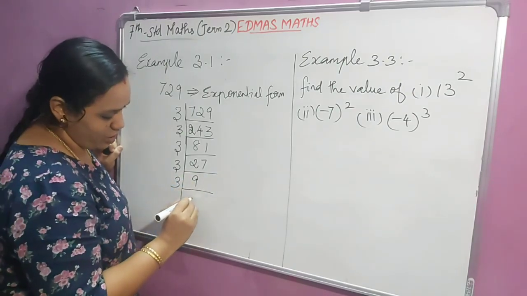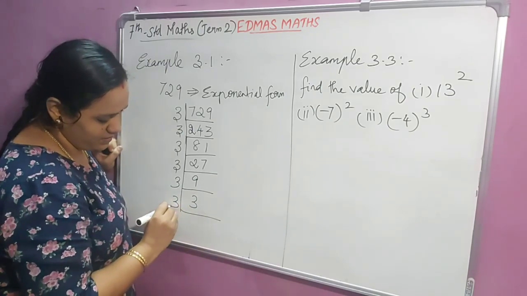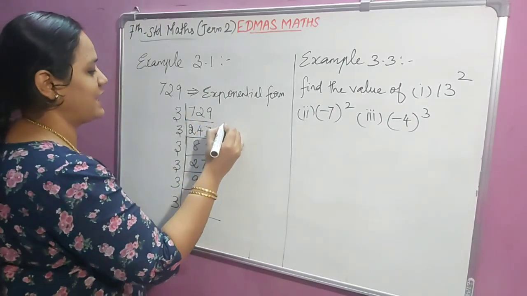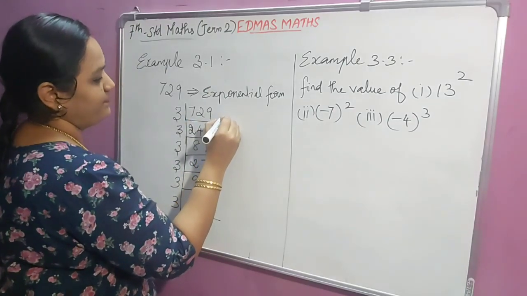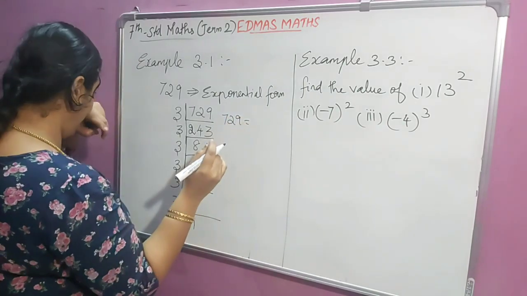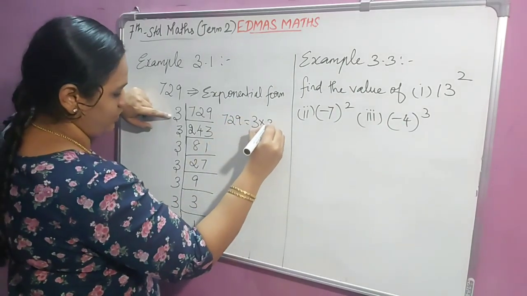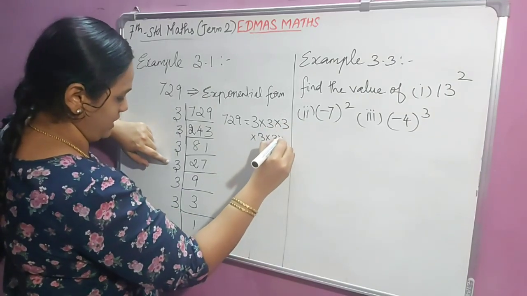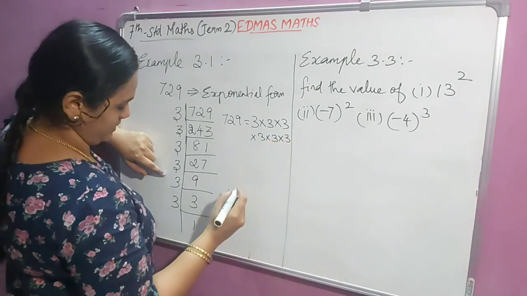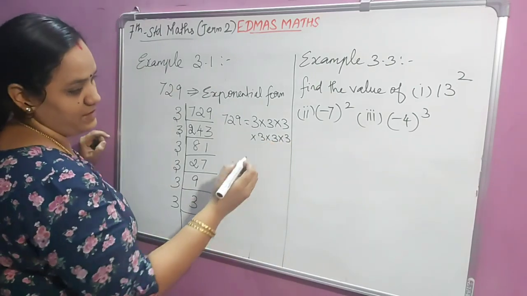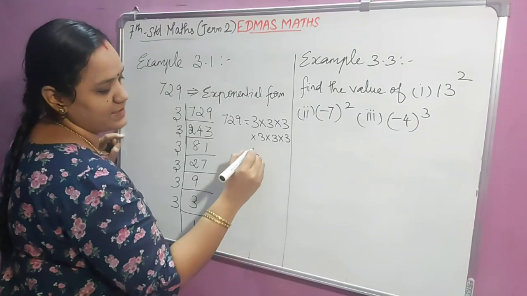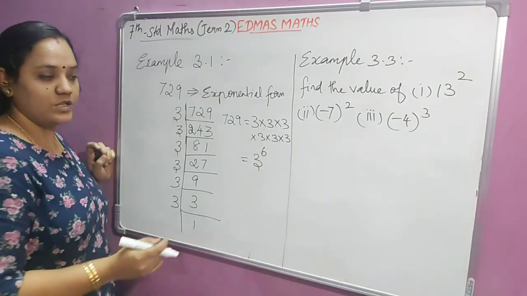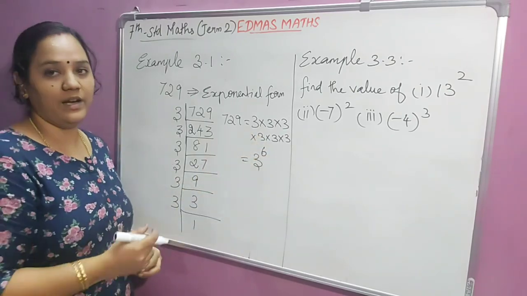Again 3. How many times? 3 times. Again 3. We can write it as 1. So, I can write this 729 as how many 3s? So, 3 into 3 into 3 into 3 into 3 into 3. Right? 1, 2, 3, 4, 5, 6. So, 6 3s. So, we can write this in exponential form as 3 power 6. 3 to the power 6. So, this is your answer.